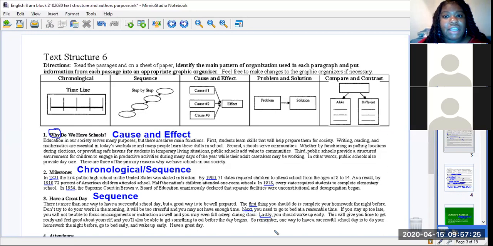So when we're doing things in a sequential order, we're going to go first, second, third, fourth, or sometimes they'll use the words first, next, then, last, finally. Those are the key words that you look for as it relates to text structure. Okay, so do you now see why number 3 would be sequence? Wonderful. Okay, Brittany.